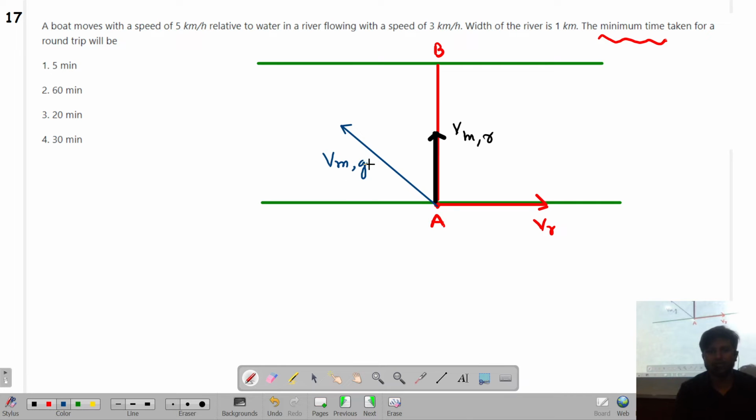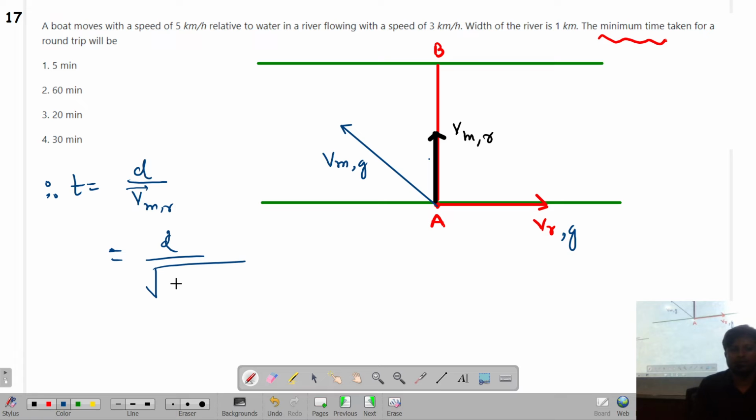So I am calling it ground, and this is the velocity of the river with respect to ground. Got it or not? Are you able to get me? So, time taken is what? Let's suppose the width of the river is distance d. It is d divided by the velocity of the man with respect to the river. Got it or not? So time is going to be d by root over velocity of.